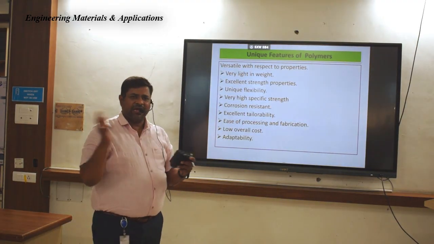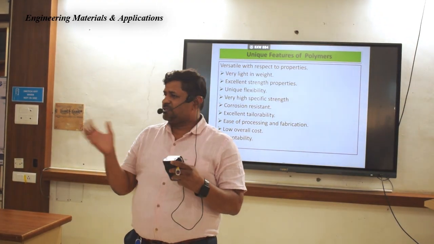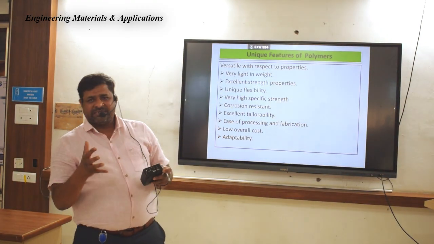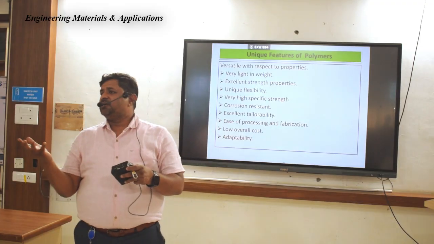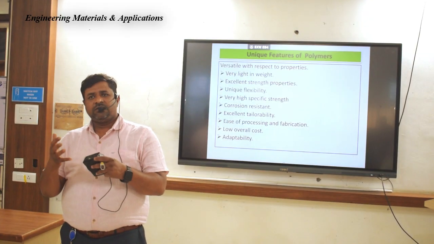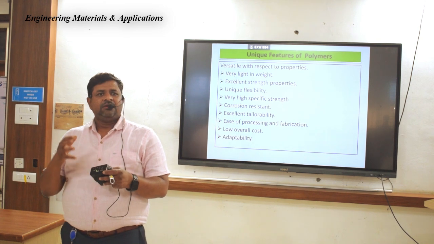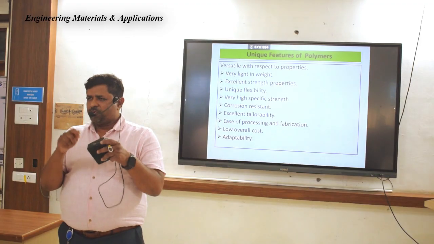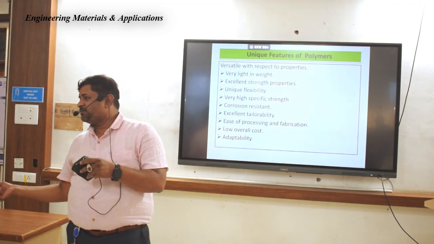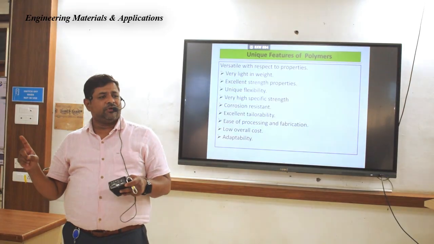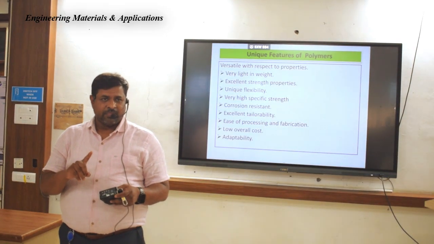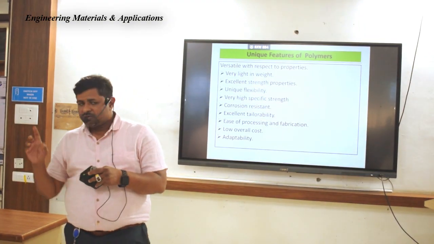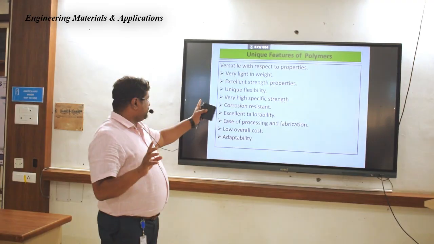Unique flexibility. You can have flexibility in properties or during application also. For example, with thermoplastics, how are toys prepared? There are different types of shapes, and molds are there. If I put the plastic in once and I don't like the shape, heat it again, melt it again, and put it in another shape. That is possible with thermoplastics. So flexibility is there. If you don't like the shape, just change the shape.